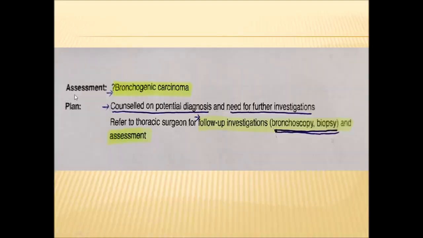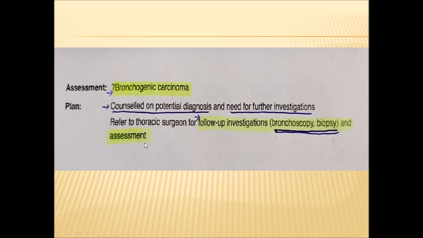So let's see what the final assessment is. The final assessment is bronchogenic carcinoma, and what is the final plan? Consult on the potential diagnosis and the need for further investigation. So this is the purpose of your letter as well: consult the patient on potential diagnosis and the need for further investigations. And here the complete purpose of the letter is given: refer to the thoracic surgeon for follow-up investigation, including bronchoscopy and biopsy, and the assessment.